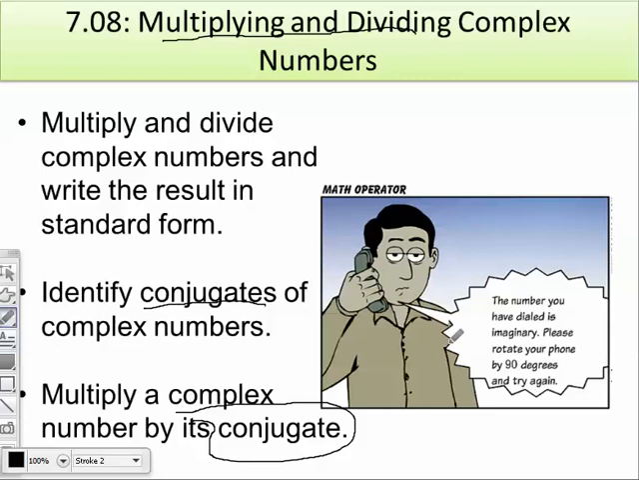Okay? So, the joke for today, the number you have dialed is imaginary. Please rotate your phone by 90 degrees and try again. Something right out of the Matrix or something like that. Ooh, doesn't really fit. Okay, here we go.